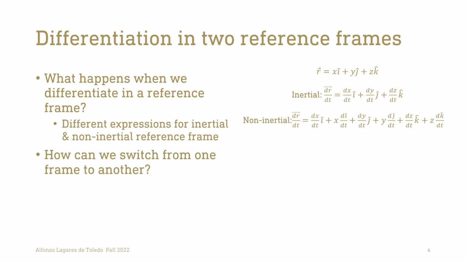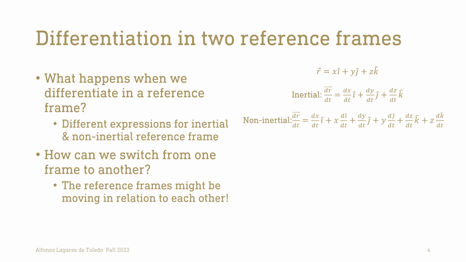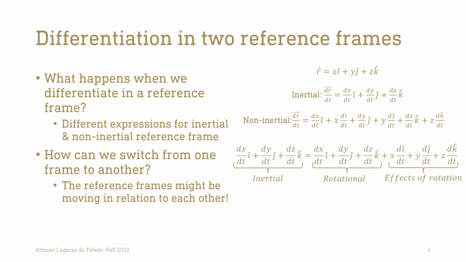Using these expressions, we can find an expression for the derivative of a function in a different reference frame. Remember, though, that these two reference frames might be moving in relation to each other. This means that we cannot treat both as inertial, but we can treat one as inertial and the other as non-inertial. Setting the expressions for the inertial and the non-inertial reference frame equal to each other, we can group up the terms depending on what they represent.